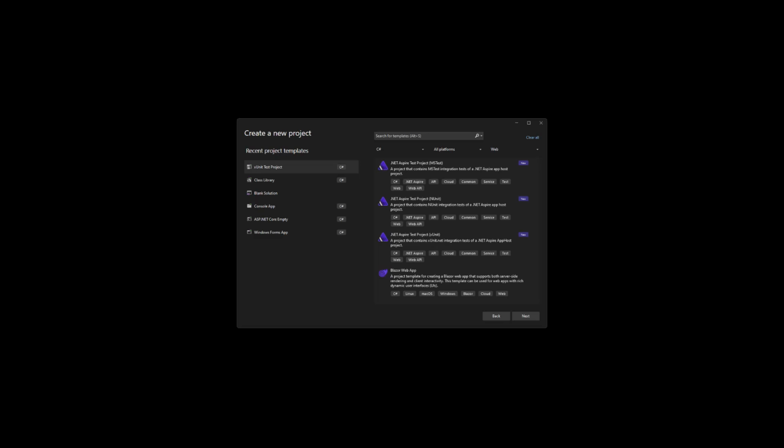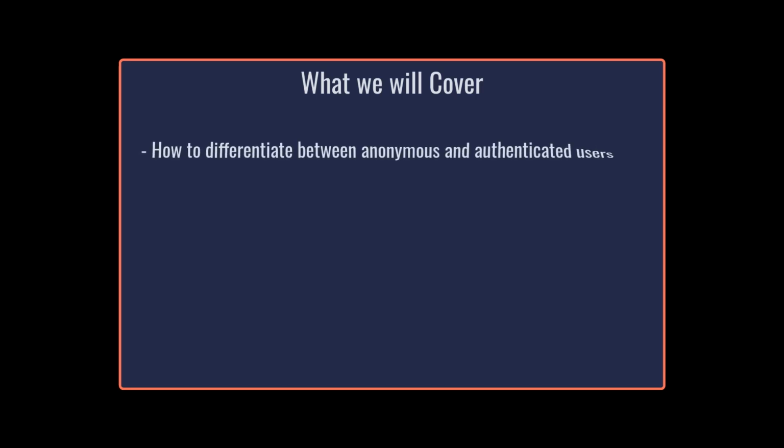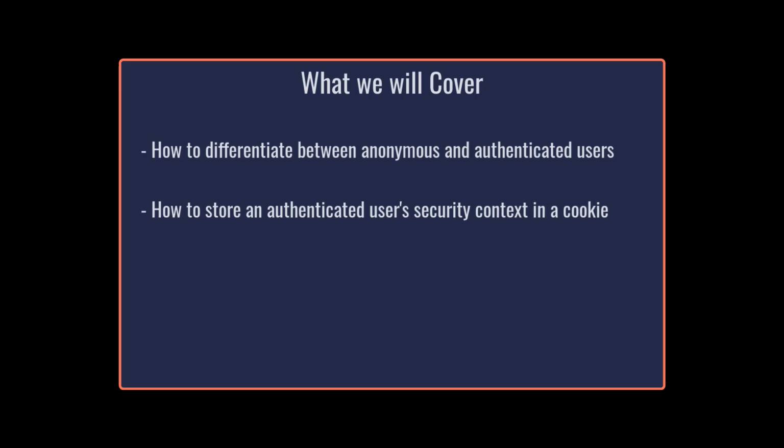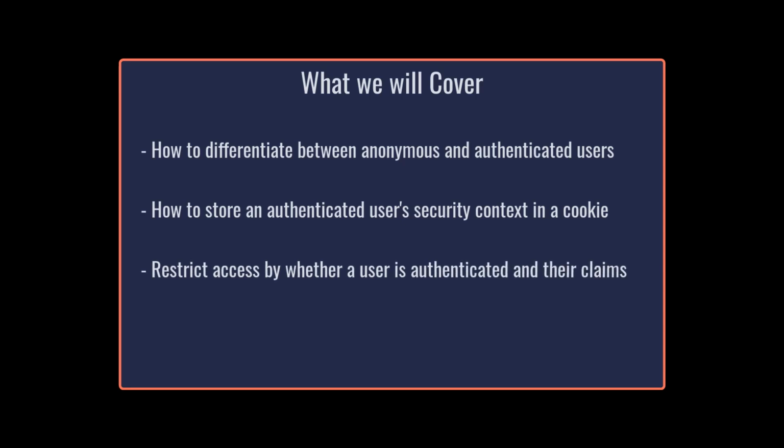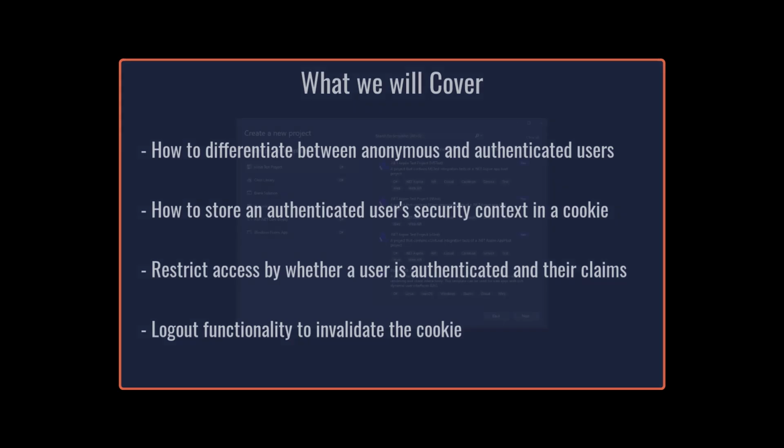Now, as far as what I'm going to show you today, the first thing is how to differentiate between an anonymous user and an authenticated user by examining the user property, which is available in your controllers and views. I'm also going to show you how to store an authenticated user's security context in a cookie. We'll also restrict access to certain controller actions based on whether a user is authenticated or whether they are anonymous. We'll configure the cookie's properties, and we'll also allow an authenticated user to log out, which will invalidate their cookie.